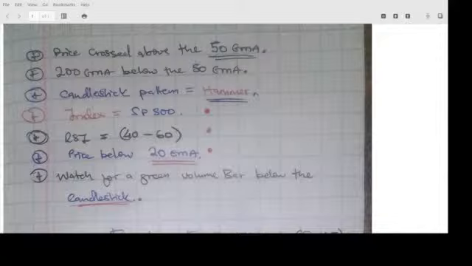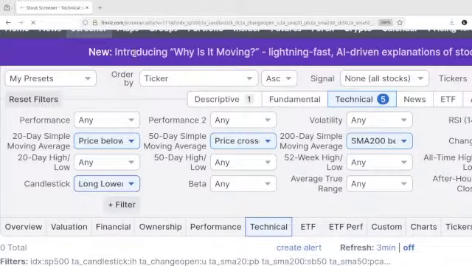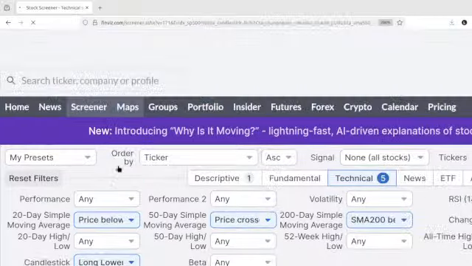That's what you want. So I'm going to try another. I tried the S&P 500. So we're trying the inverted hammer. We'll try the long lower shadow. See if we find anything there. So we have a company called QCOM.